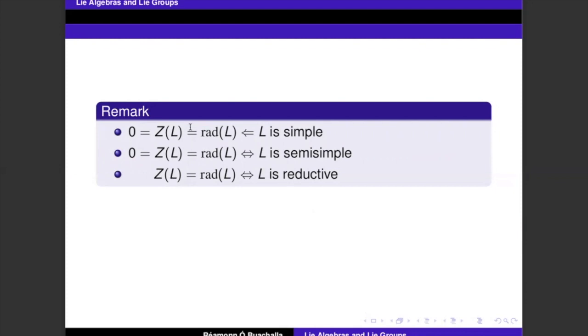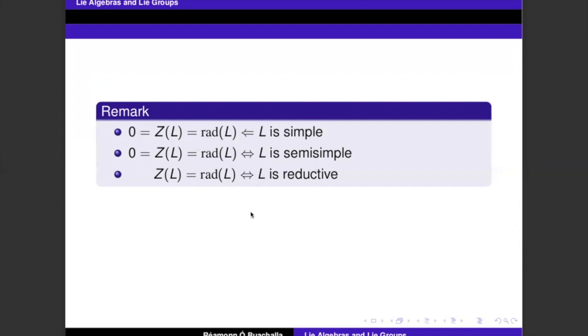they all require that the center is equal to the radical. For the first two, the center would be equal to the radical, would be equal to 0. For semi-simplicity, this is equivalent. For simple, simple needs more. Simple implies this equality, but this equality does not imply simple. Simple is a stronger condition than this.